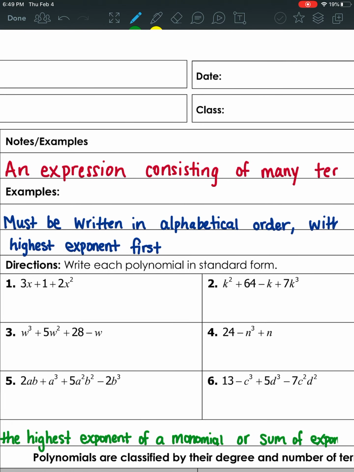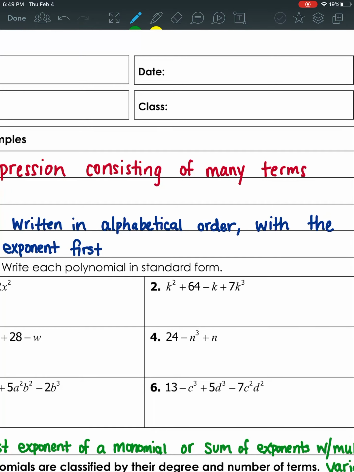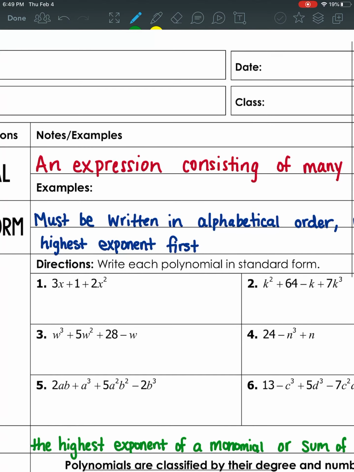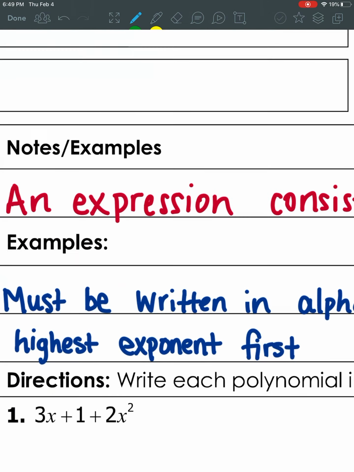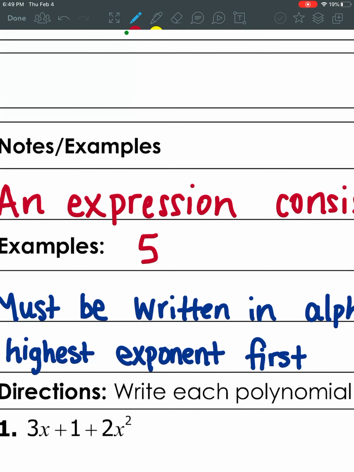So we're first going to talk about what a polynomial is, and I have some definitions here already. So first, get down. A polynomial is an expression consisting of many terms. Terms are always separated by plus and minus signs. So we could have actually one term, we could have multiple terms.